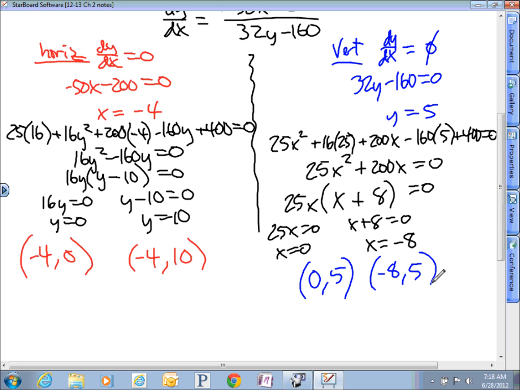So to answer my questions, where do I have horizontal and vertical tangents, or the points? Find your x values by setting the derivative either equal to 0 or finding where it's undefined, and then go back to the original function to come up with what your partner coordinates are.